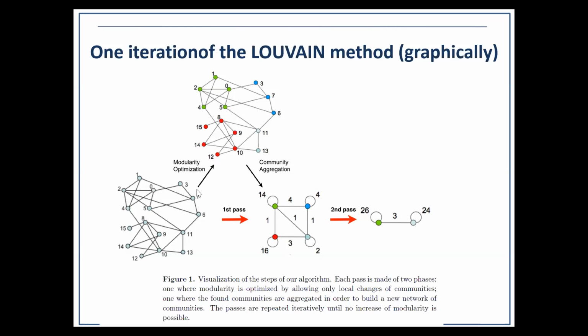First phase, modularity optimization. Second phase, community aggregation. And that's what they call one pass. And those two steps are repeated iteratively until a stopping criterion is fulfilled.